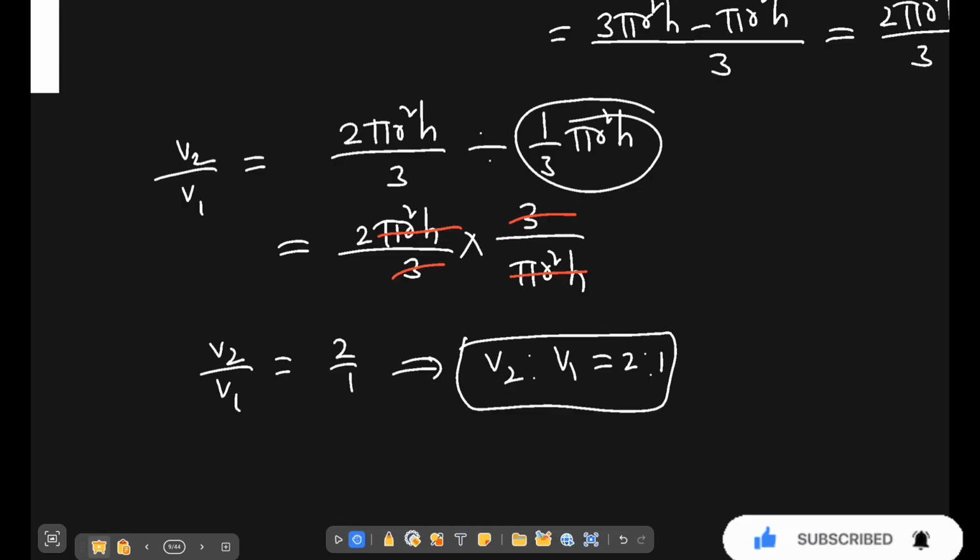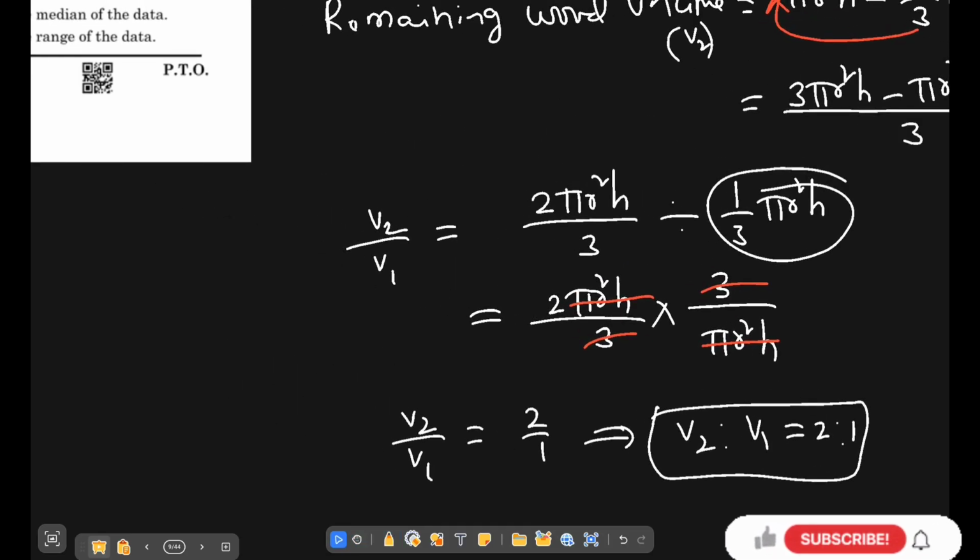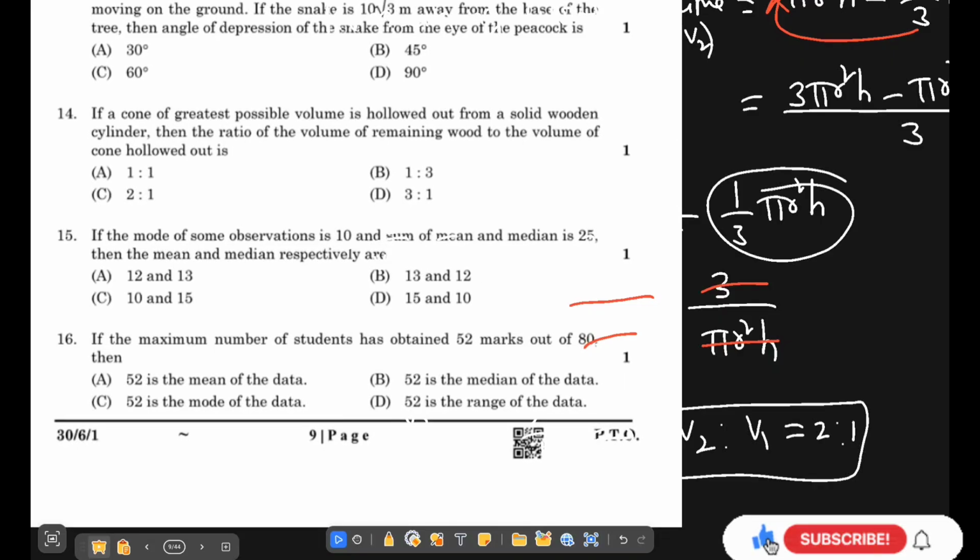Let's check the options. For the 14th question, 2 is to 1, so option C is the right answer.